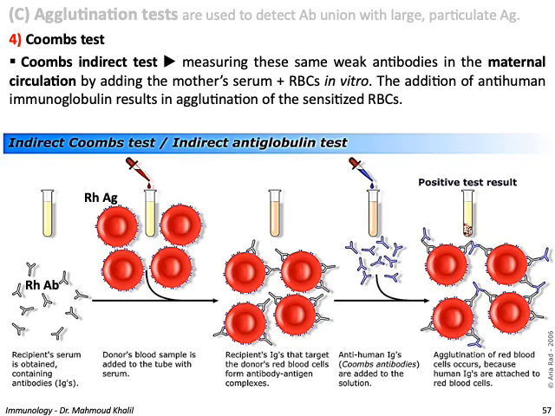So in this figure, you collect the recipient's serum, suppose that it has the Rh antibody, and you incubate it with red blood cells. If there is Rh antibody, it will bind on the surface of the RBCs. When the anti-human IgG, which is the Coombs antibody, is added to the solution, the positive test will be shown as agglutination of red blood cells, because the anti-human IgG attaches to the antibody that is bound to the RBCs.